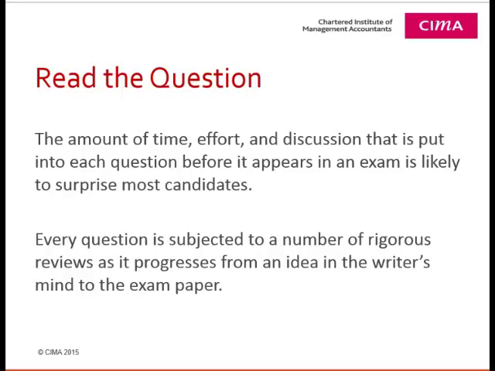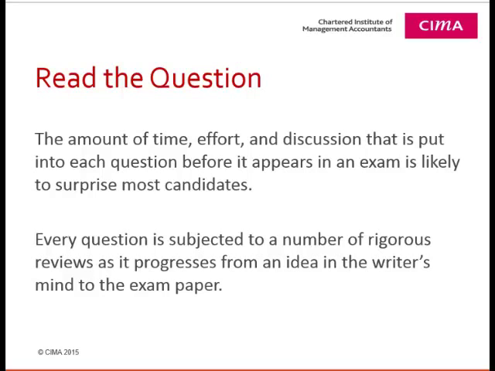A further aspect is to recognize that the answer will be based on the data included in the question, and there are 2 aspects to this. First, in order to ensure that questions are not too long, the data may have been simplified. And to some candidates, this may seem to be unrealistic when compared to a real-life situation.